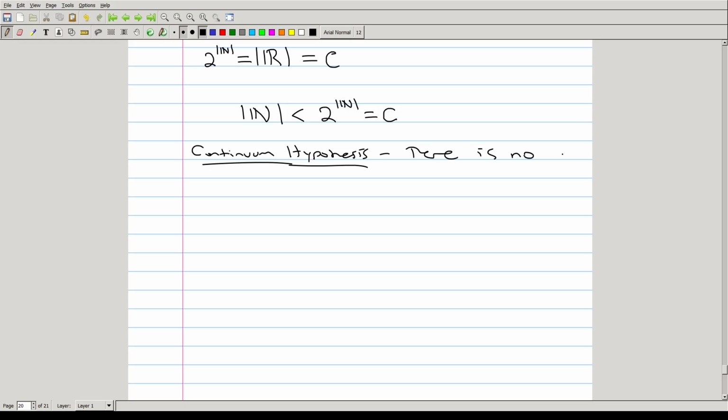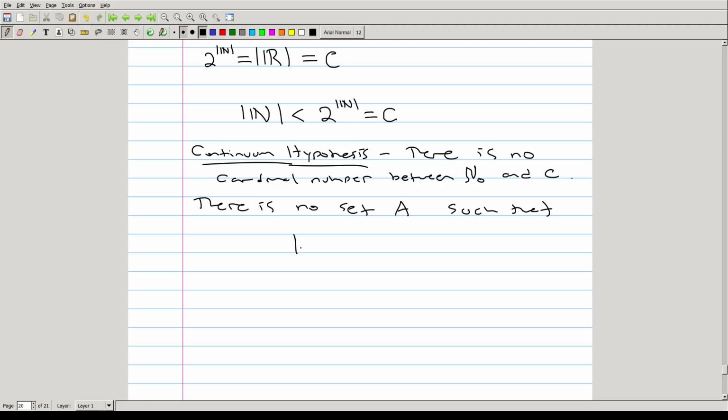There is no cardinal number between the cardinality alpha naught and C, which essentially means the hypothesis that there is no set A such that the cardinality of A is between the cardinality of the natural numbers and the cardinality of the real numbers.